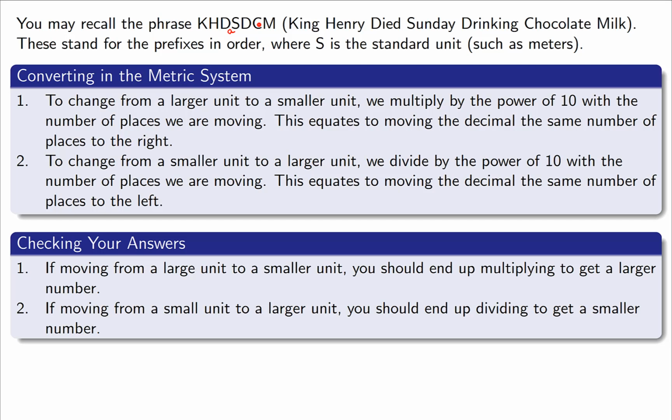One nice thing about checking your answers is if you go from a large unit to a small unit, you'll always multiply and get a larger number. This is true in general. If you go from a small unit to a large unit, you'll divide and end up getting a smaller number. We've been doing some of that already in this course.